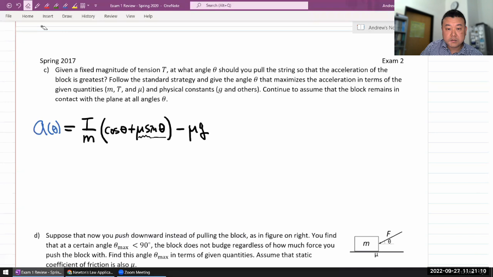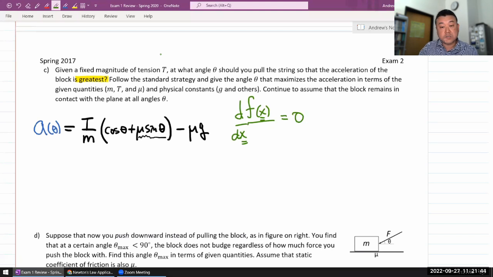So the question says, at what angle should you pull so that the acceleration is the greatest? And it's phrases like greatest or smallest that I hope remind you of the optimization algorithm that you learned in calculus. Briefly, it goes like this. If we have some function of x, and you want to find where this is extreme, maximum or minimum, then what you do is you take the derivative of the function with respect to the parameter you are looking at, and you set that derivative equal to 0.